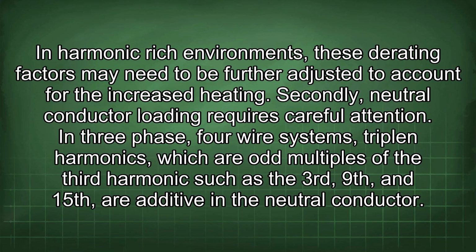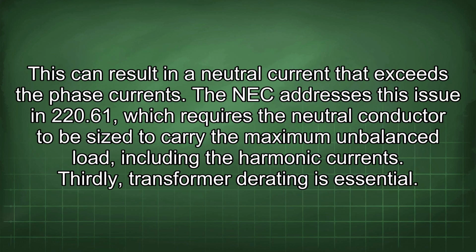Secondly, neutral conductor loading requires careful attention. In three-phase, four-wire systems, triplen harmonics, which are odd multiples of the third harmonic such as the third, ninth, and 15th, are additive in the neutral conductor. This can result in a neutral current that exceeds the phase currents. The NEC addresses this issue in 220.61, which requires the neutral conductor to be sized to carry the maximum unbalanced load, including the harmonic currents.